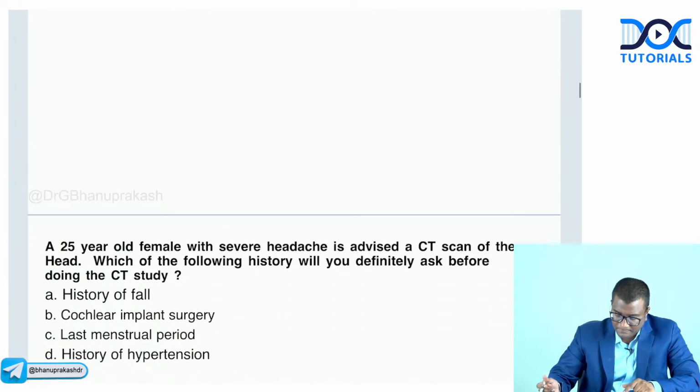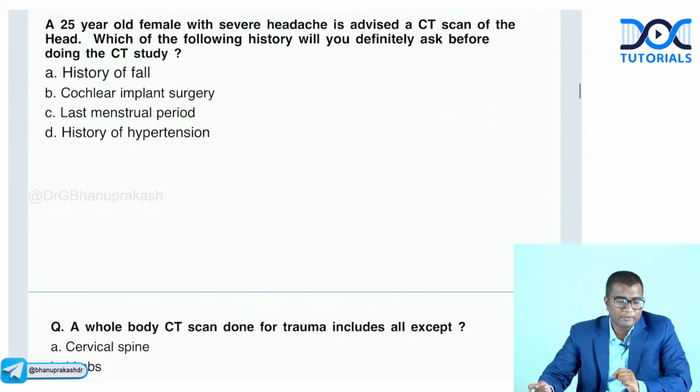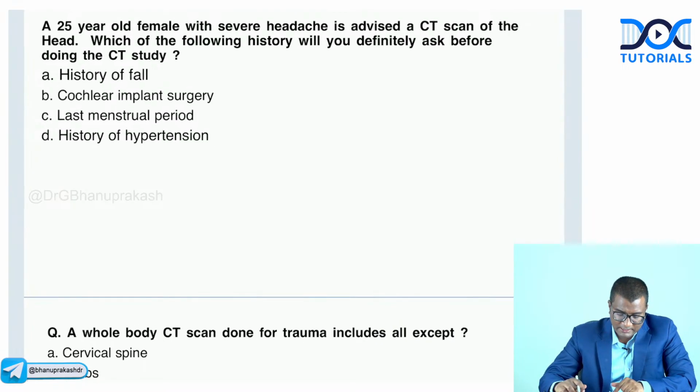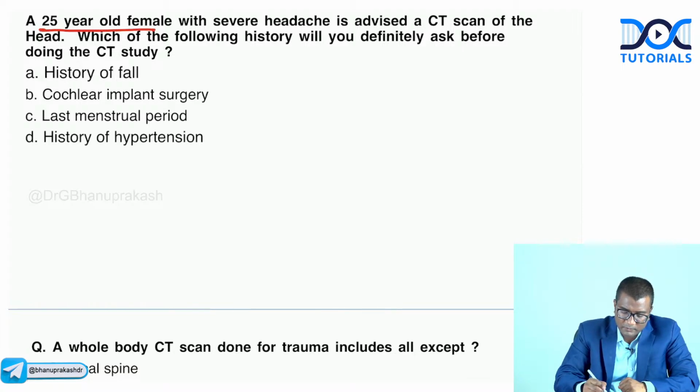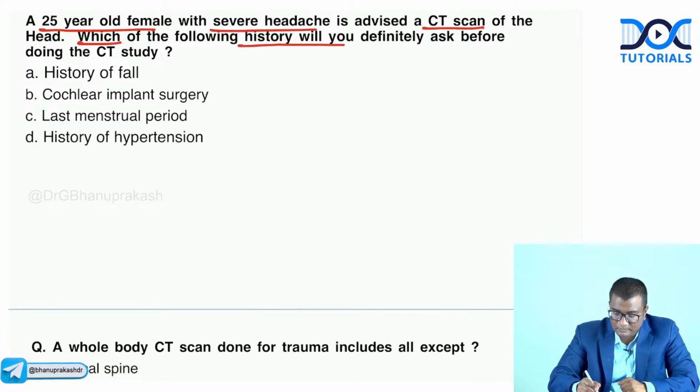Coming to some questions, we'll try to see if you're all listening. So just try to answer this question. A 25-year-old female with severe headache is advised a CT scan of the head. Which of the following history will you definitely ask before doing the CT scan?